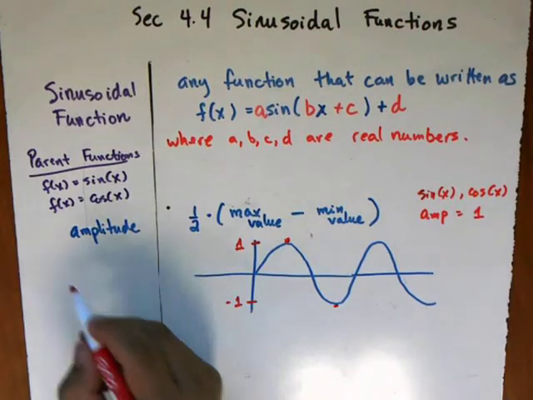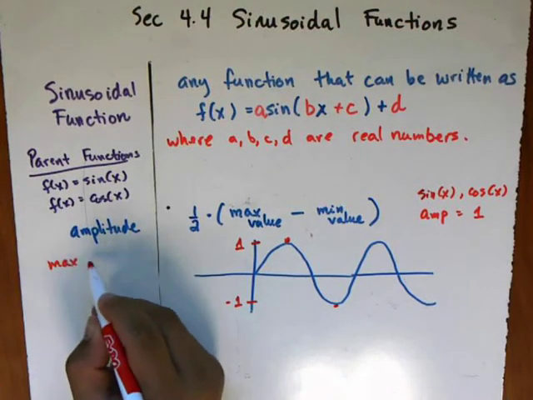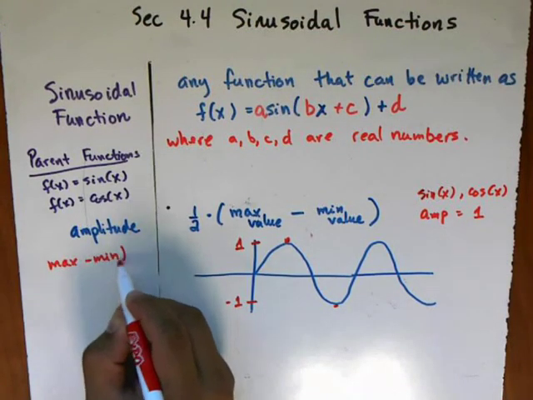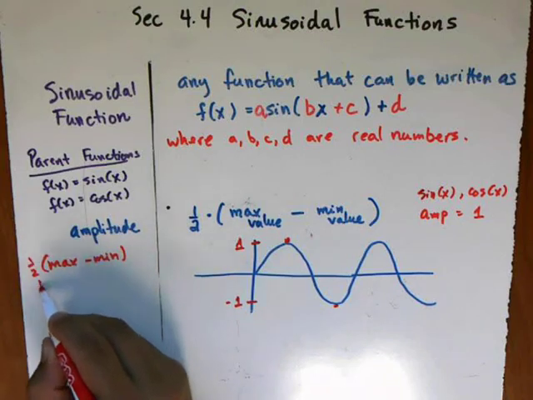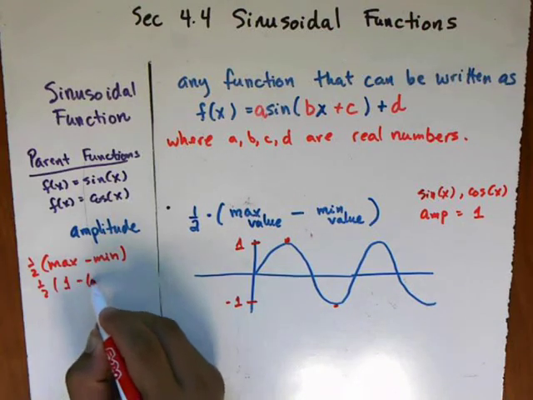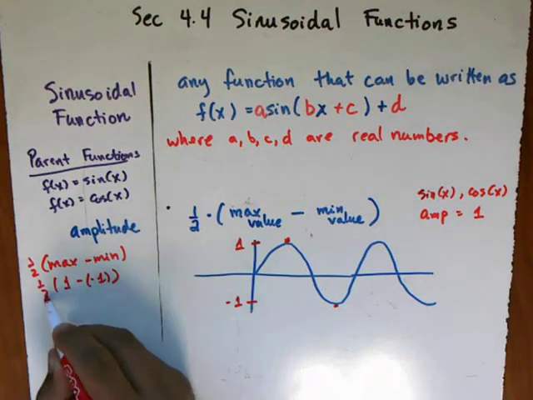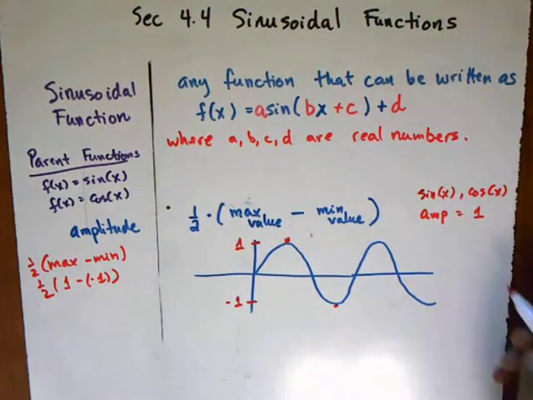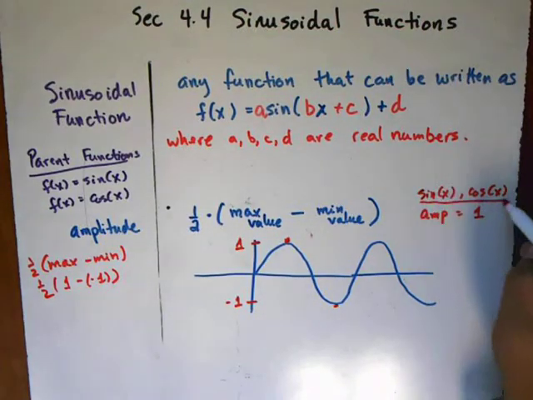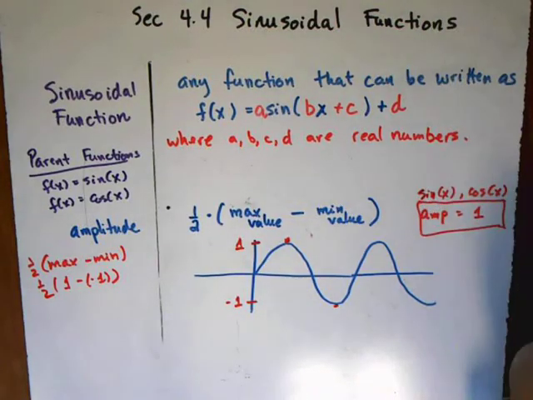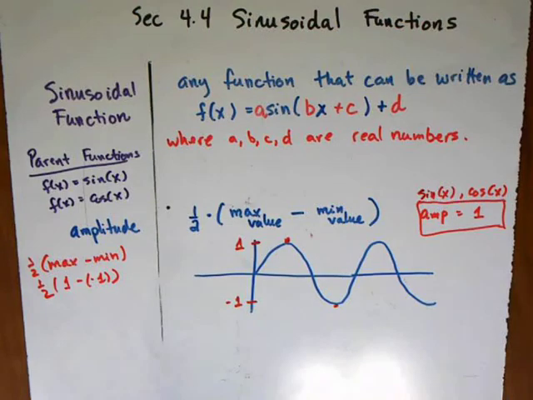And I'll show the work on the side here. Max minus min times 1/2. Well, that's just 1 minus -1 times 1/2, which gives you 1. And so let's keep this in mind here, that for sine and cosine, the amplitude is 1. And that's actually very convenient for us as we move on to some of these more difficult concepts here.